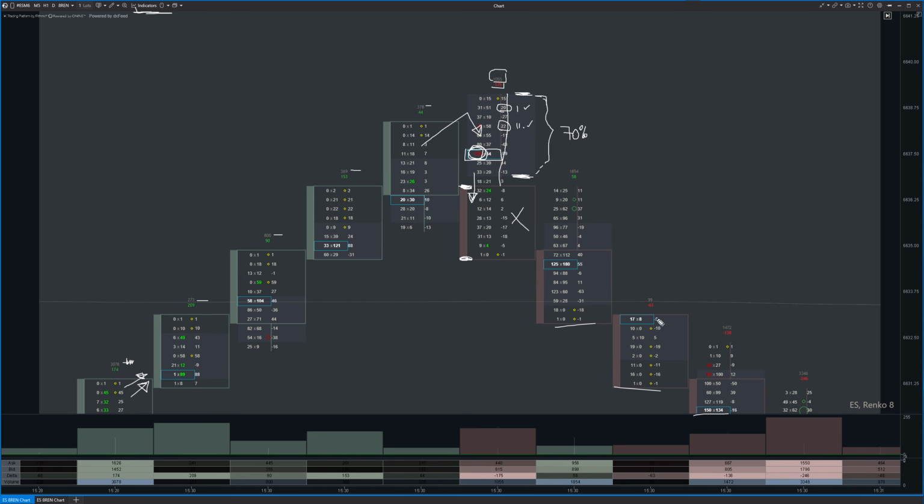A pullback, I don't know, to this VPOC, to this VPOC, to this VPOC, which was untested. This is the area, this is the level where the fight happened. And trend likes to visit the area and move downwards to get fuel here, so to say. So these are the things I was looking for.